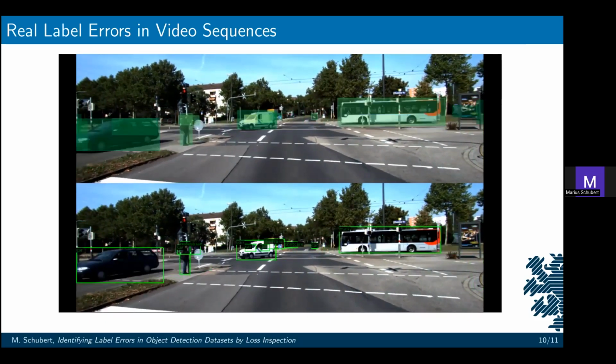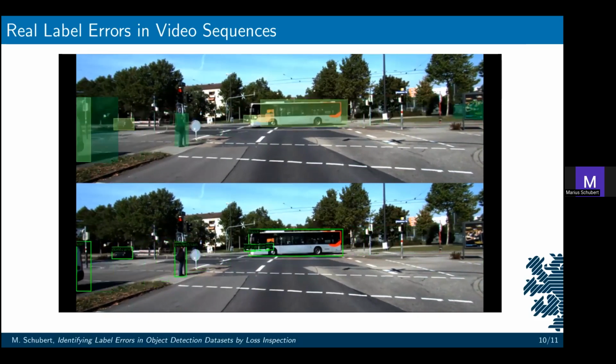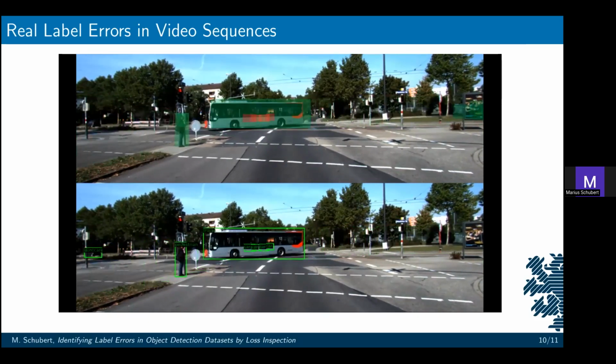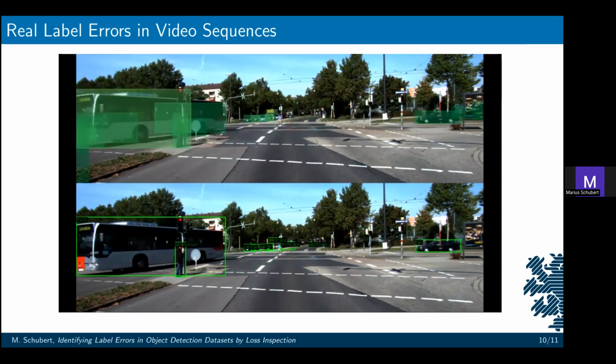So here these cars are now green, so no label error. And when the bus is in front of them, we have this red color. So we found spawns and label errors there.